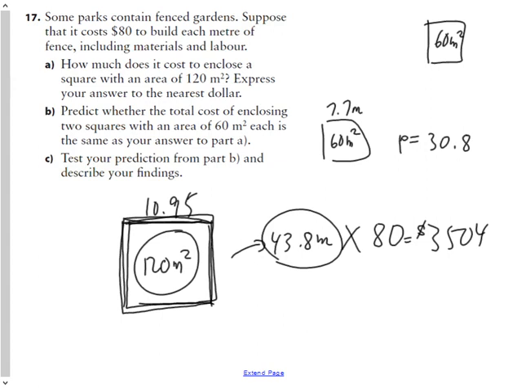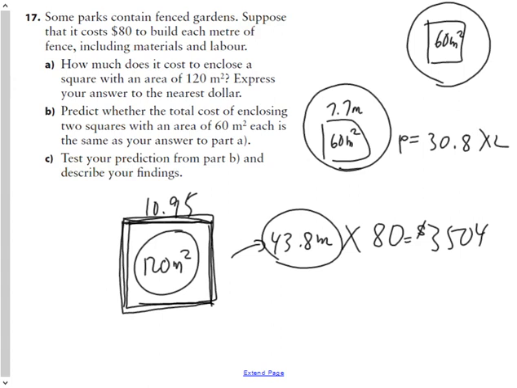So it says, will the cost of the enclosure be the same, or will it be more or less? So I have to double this, because not only am I doing this 60 meters squared, I'm going to do this one as well, which means I'm going to have 61.6 meters of perimeter with 2 times 60 meters squared as opposed to 120 meters squared.